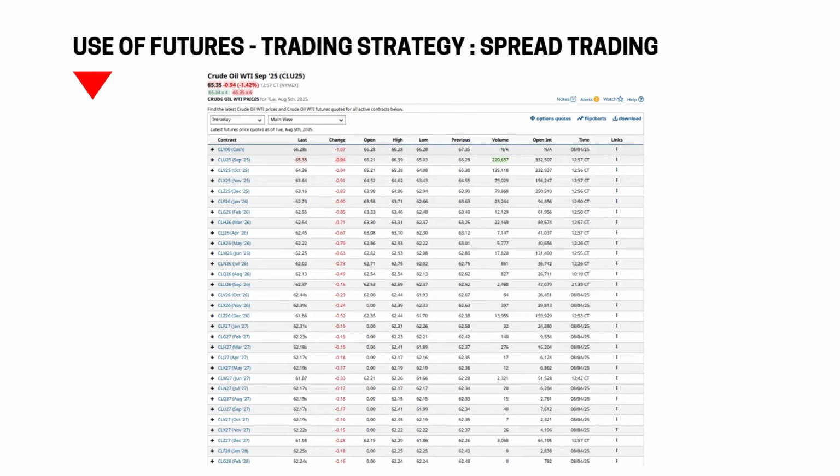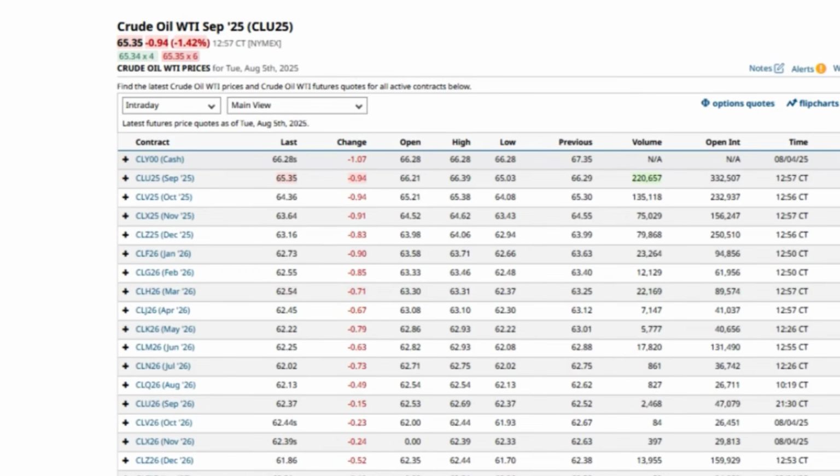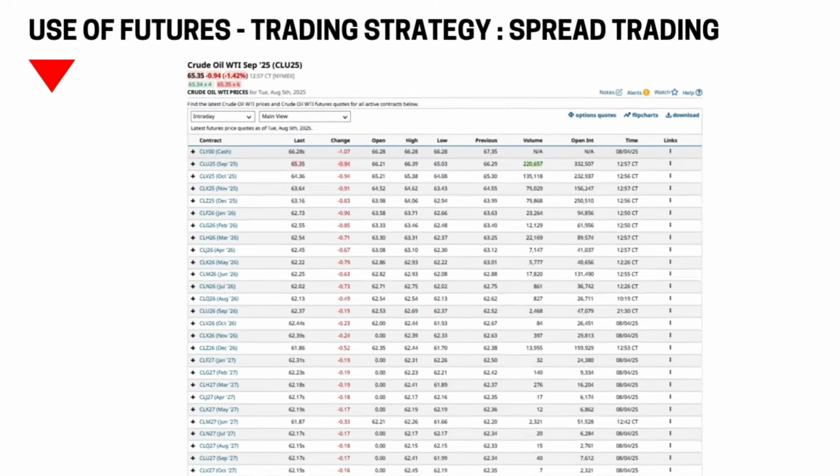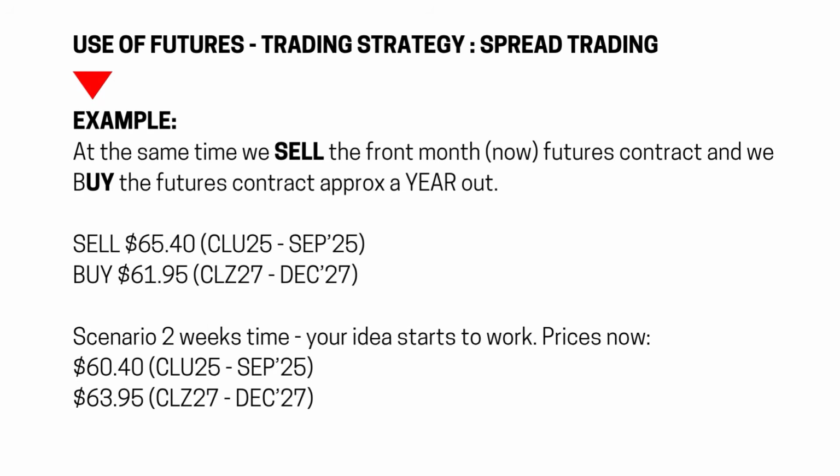So if we were trading this, we would look at the structure of that price curve, and we would find the price now and maybe the price in a year's time or 6 months' time, whenever we think that price is going to fall. Based on our idea, we put a spread trade together. We sell the front month and we buy the further out contract. In this example, we're going to use December 27. We put that together simultaneously, and we've sold the more liquid September 25 at those prices you can see there.